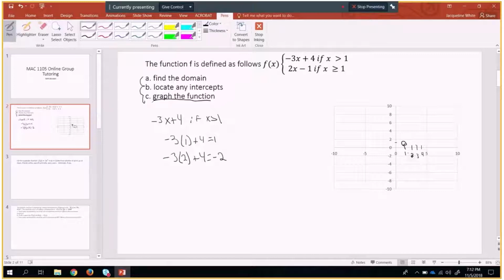So this is going to look like that. You don't have to be an artist, because I'm definitely not. So that's our first part of the graph.